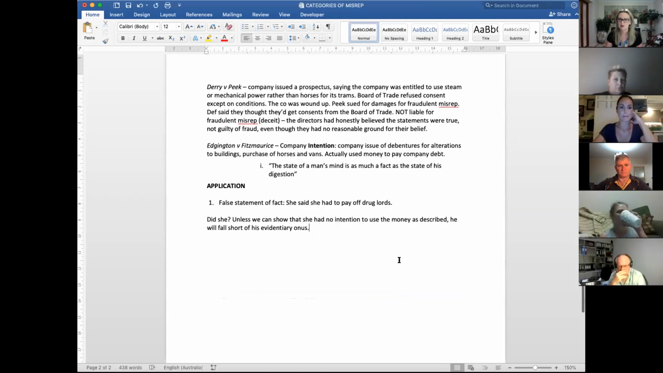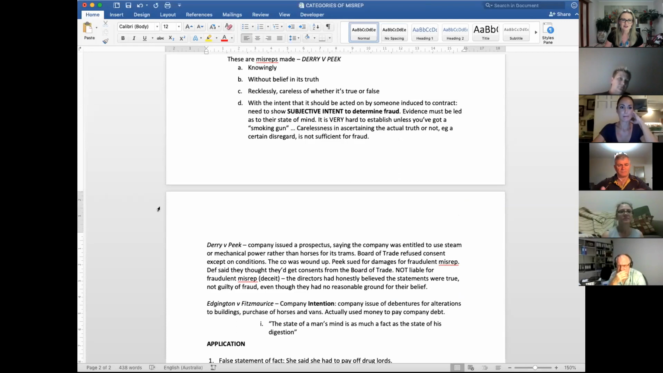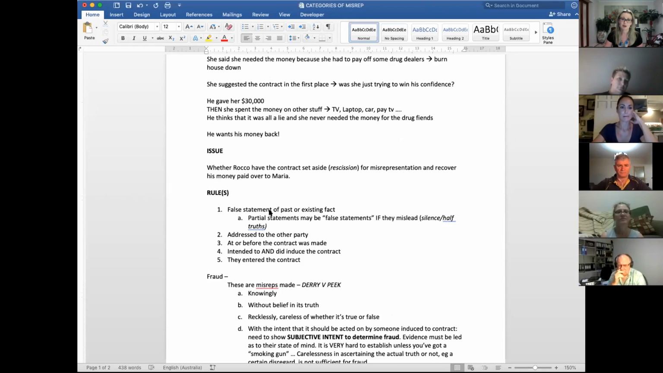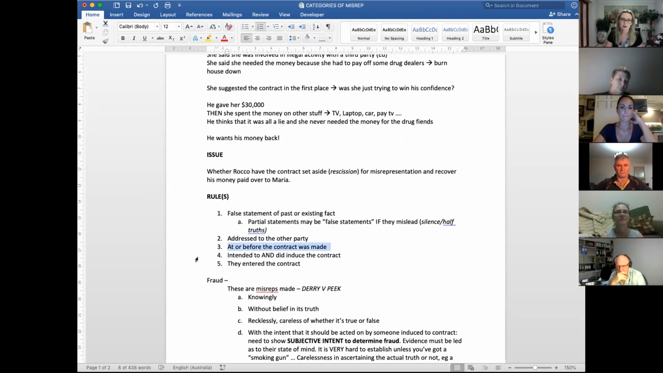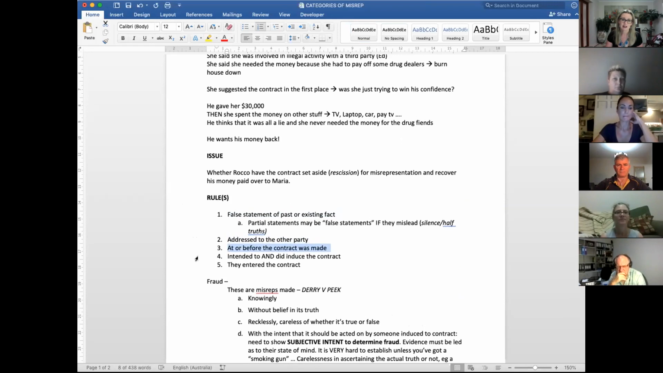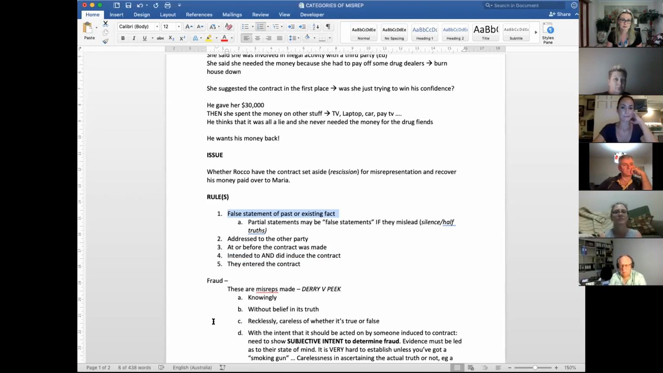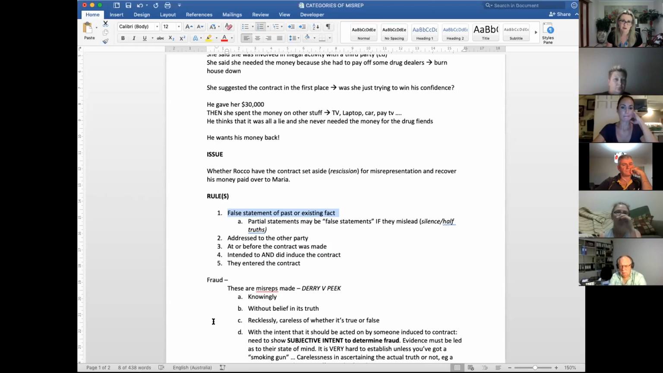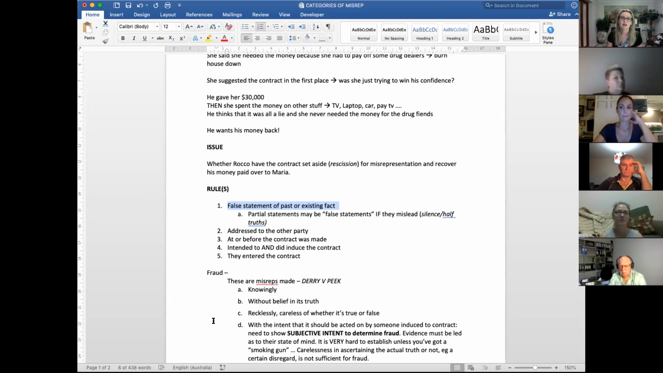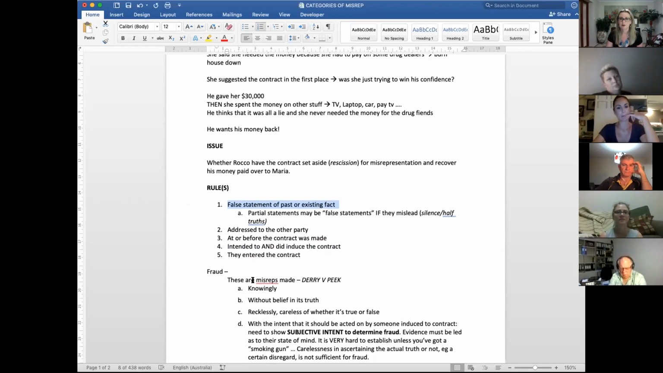So we've got only as far as the first, and I think she's already fallen down on that. We know it was addressed to the other party. We know it was made before the time the contract was made. We know it was intended and did induce the contract. And we know that they did enter the contract. They fall down on number one. So all of your battle, and most of your legal advice, would be devoted to element one.